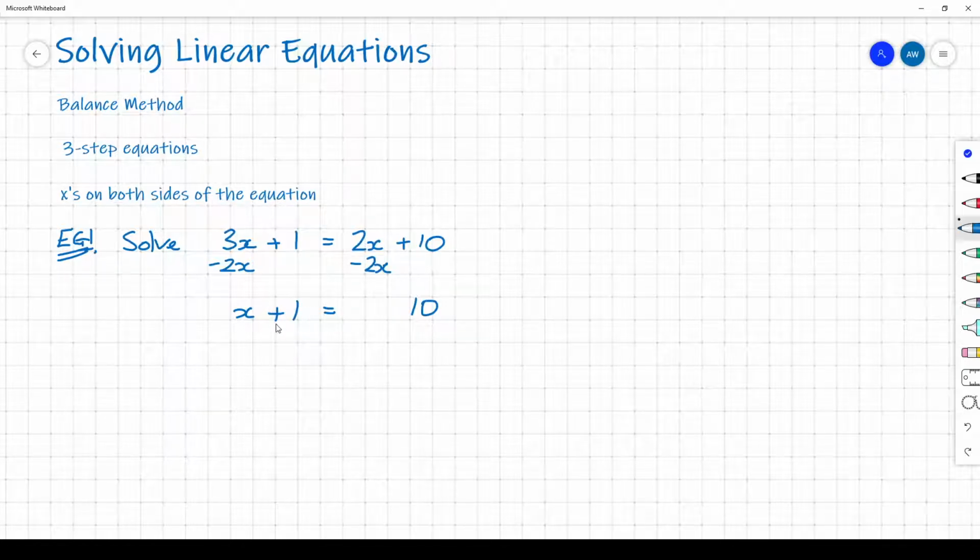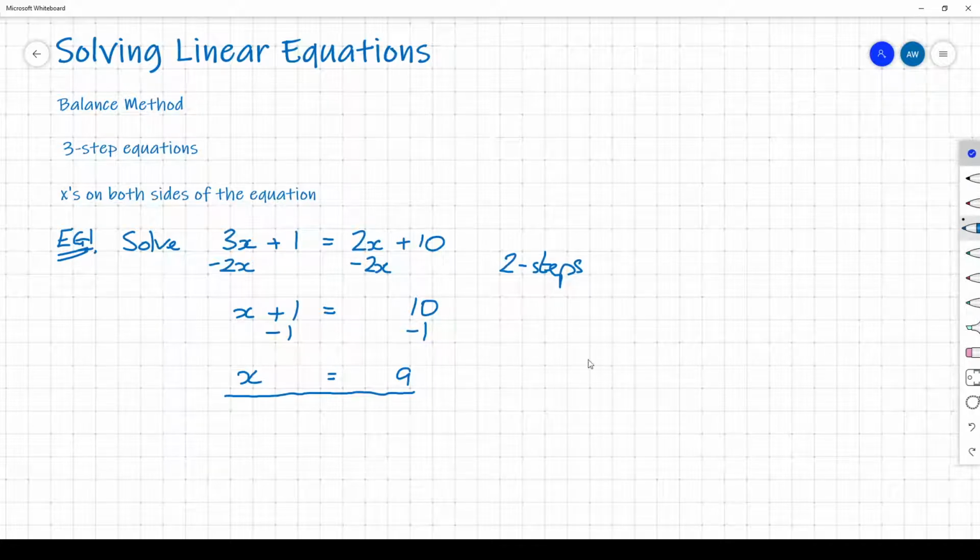So all we've got to get rid of now is the plus 1, because we're quite lucky, we've already got 1x there. So to get rid of plus 1, we take away 1, and you should be familiar with this by now. Take away 1 there. That leaves me with x equals 9. So in fact this one was 2 steps with x's on both sides.